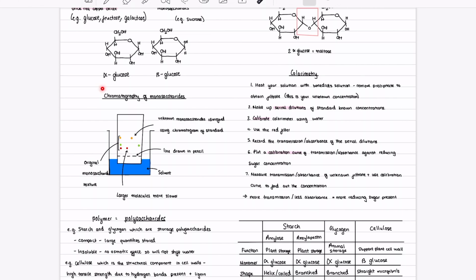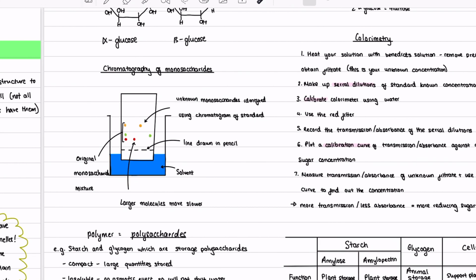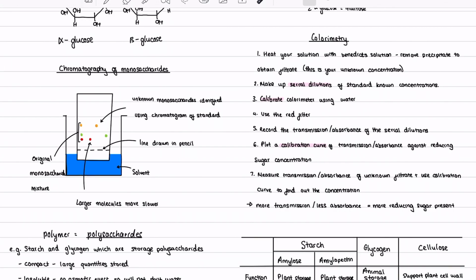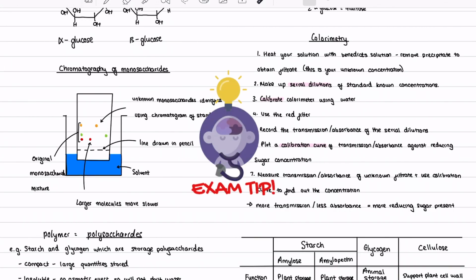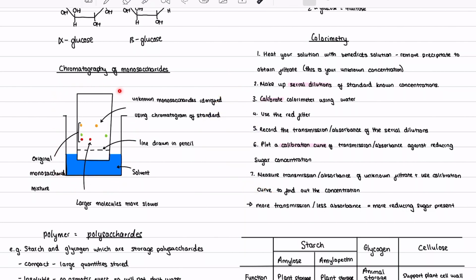You can use paper chromatography to identify the type of monosaccharides that are present in a mixture. It is important that you know how to label or draw a chromatography diagram for your exam, as well as explain how it would be done and interpreting a chromatogram. You will need a standard solution with known monosaccharides to use as a reference.